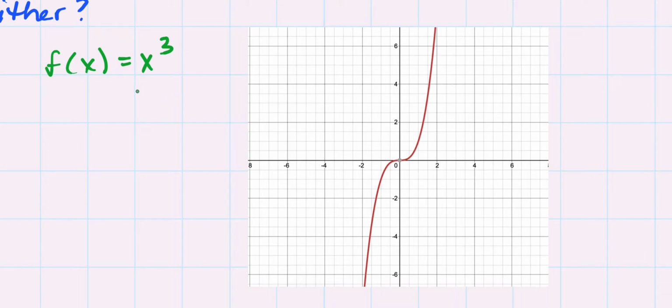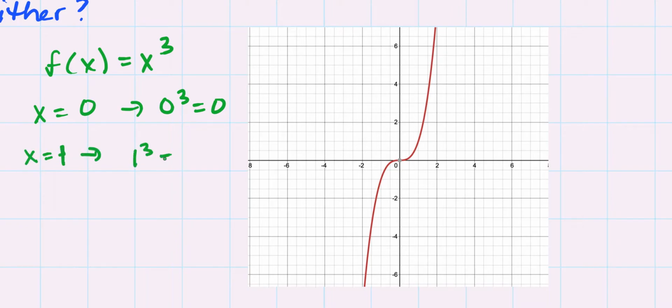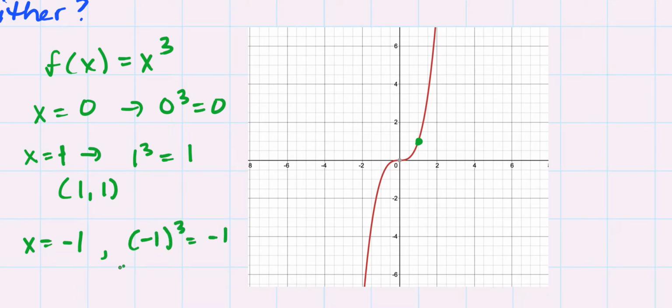Let's plot some points. If x is 0, then 0 cubed is 0. So we have a point through the origin, which you can see that I have. If x is 1, then 1 cubed is 1. So I have the point 1, 1. And here at 1, 1, I have a point. If x is equal to -1, -1 cubed is -1. So I have the point -1, -1. So here I have a point.